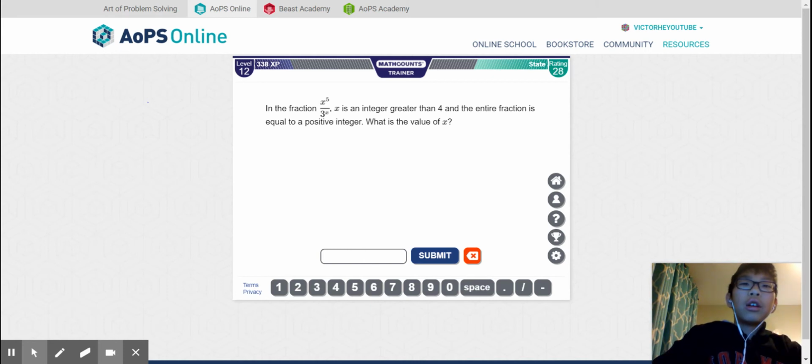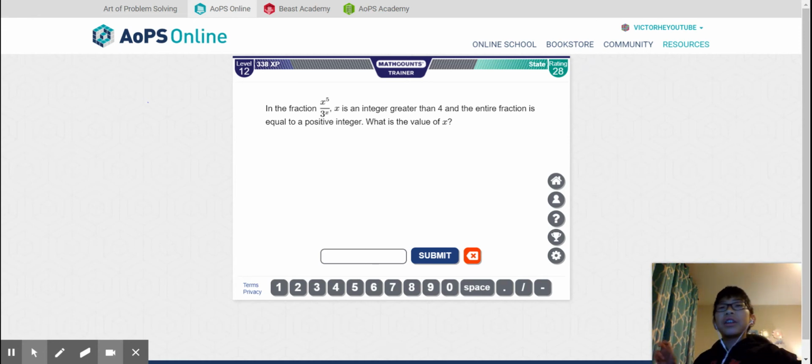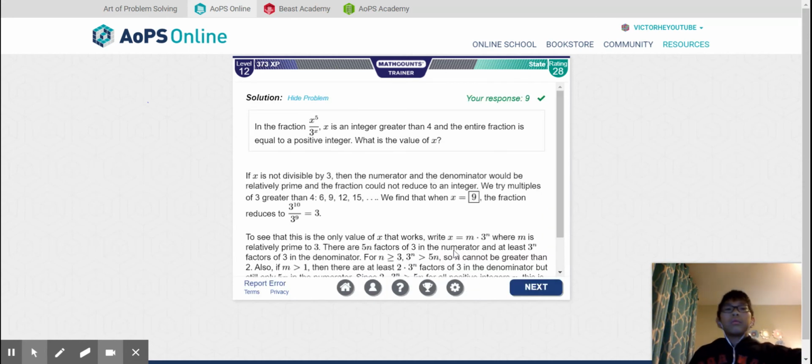Honestly, I'm not very sure how exactly to do this question. I just think that x is a multiple of 3, or I think that x is 3 squared. I don't know why, but that's how these kind of questions normally work. But it's probably wrong, and I really don't know how to solve this. So I'm just going to guess 9. This is how these questions work.